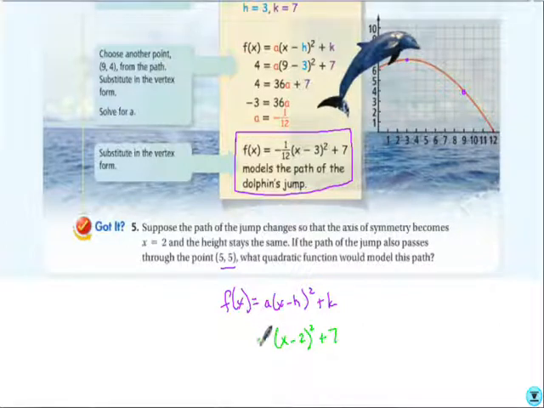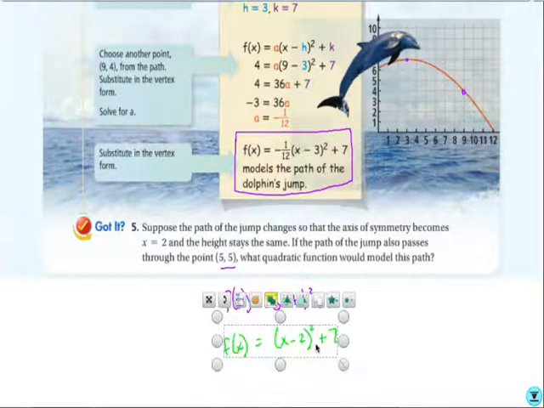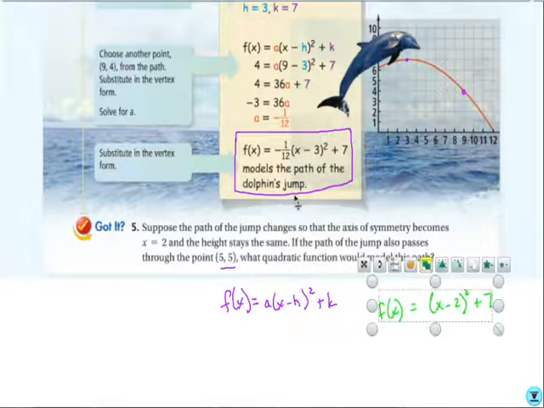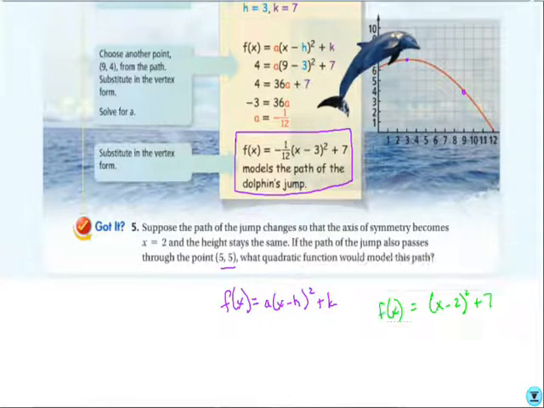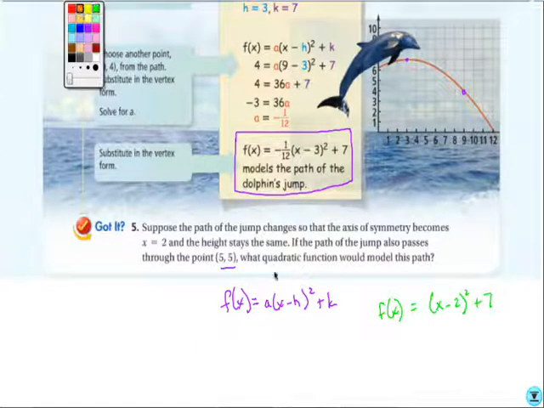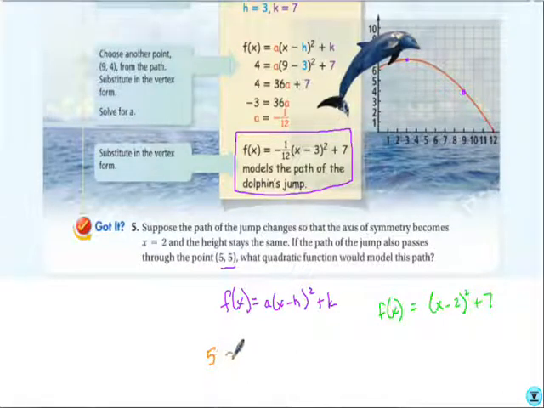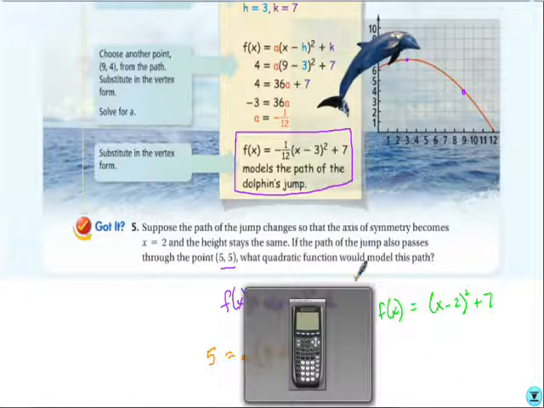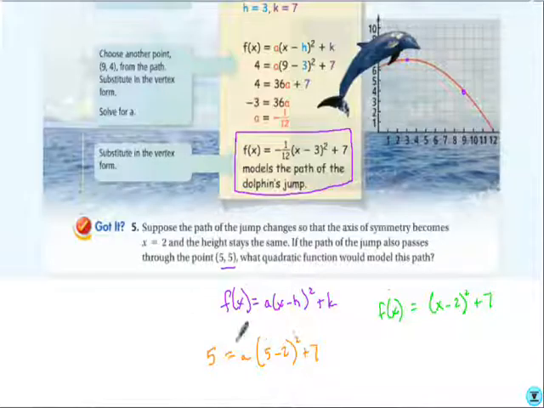We don't know the a. That's what we don't know. So what we're going to do is plug stuff in and figure out what the a is. I'm going to put that over there for a second. And then we're going to say, all right, well, we have a y value of 5. They told us that that is on the curve. The a value we don't know. The x value is 5. This is (5 minus 2) squared plus 7.